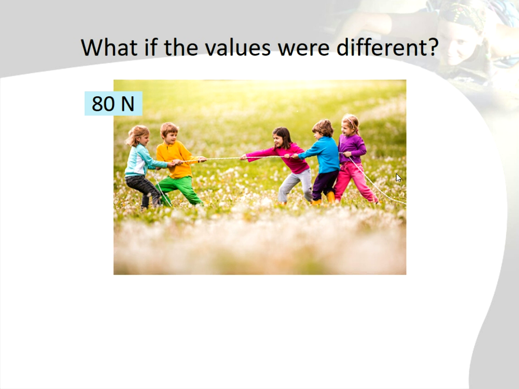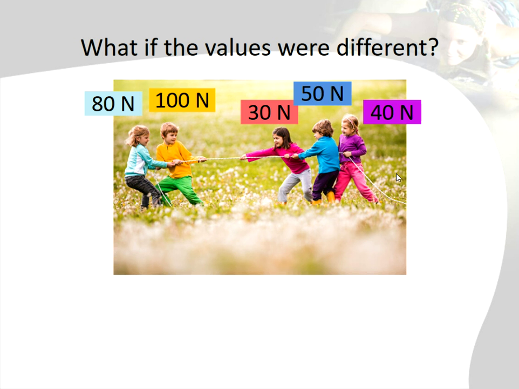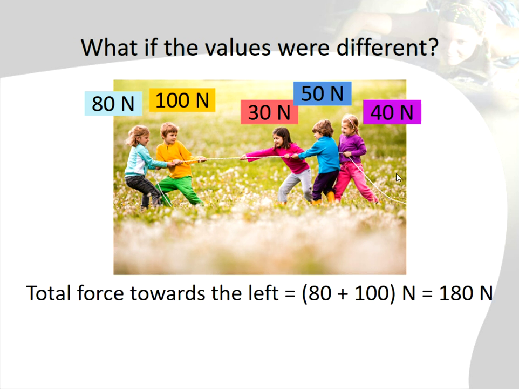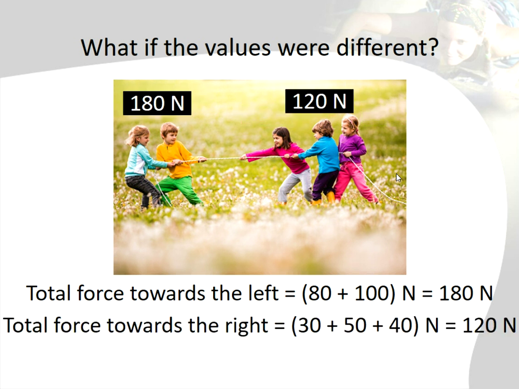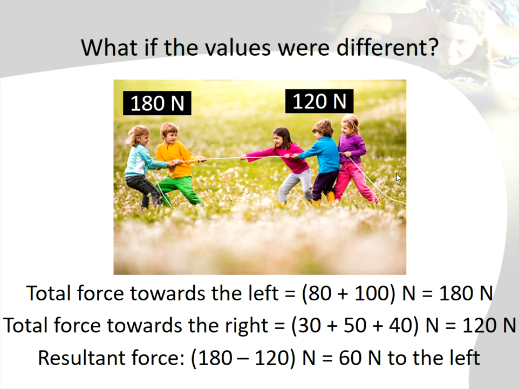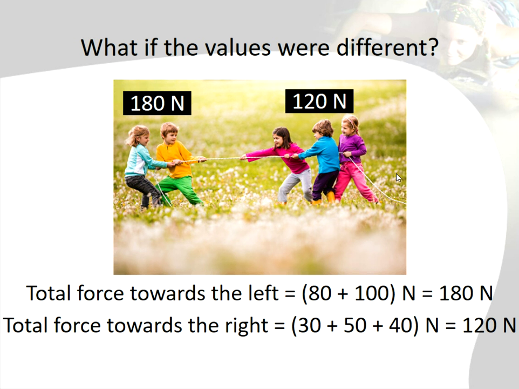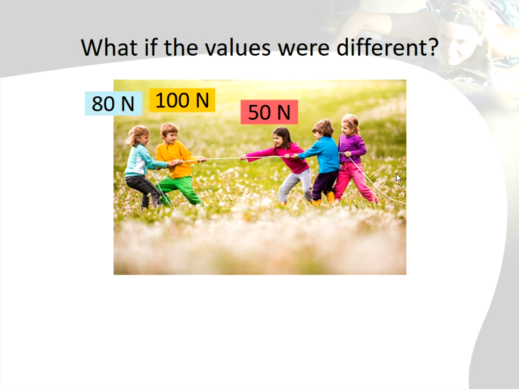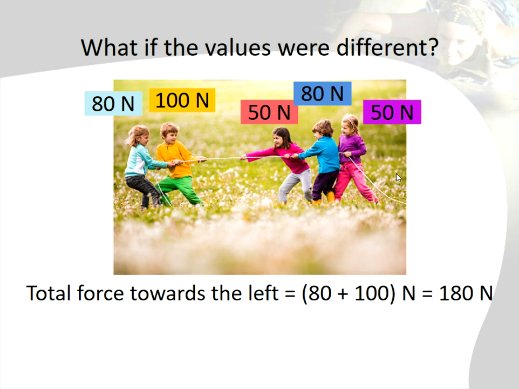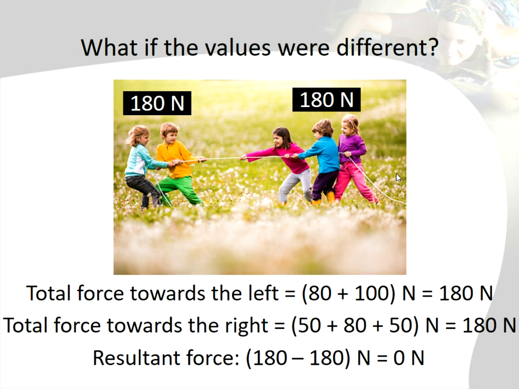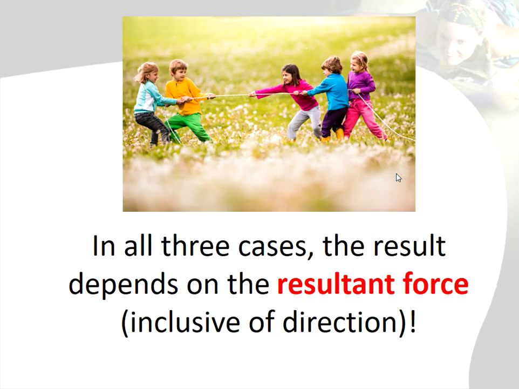Why are the values different? Okay, it's not that more people will win. If these are the forces, to the left 180, to the right 120, then it is 60 to the left. Common sense, right? Okay. What if it is 180 to the left, 180 to the right? Who wins? No one. Nobody wins. It is a draw. What is the resultant force? 0. There is no resultant force. It is a tie.